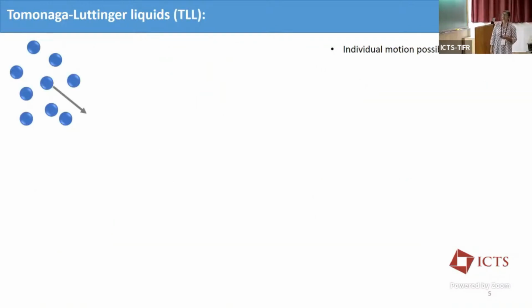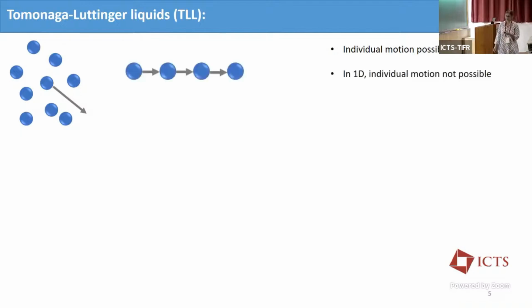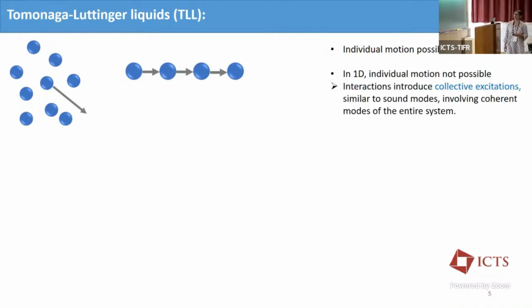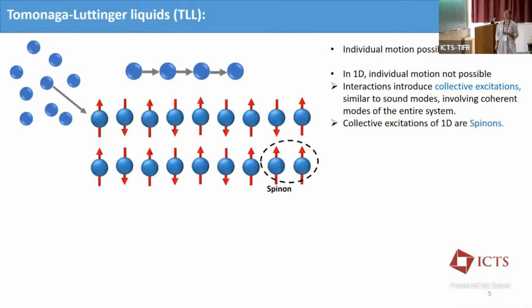So as I said, individual motion is possible in 2 dimensions and 3 dimensions because of the dimensionality present in the system. However, in 1 dimension, because of the lack of this dimensionality, such individual motion is not possible. Therefore, you have collective excitations similar to the sound modes that you have in 3 dimensions, which involve coherent modes of the entire system.